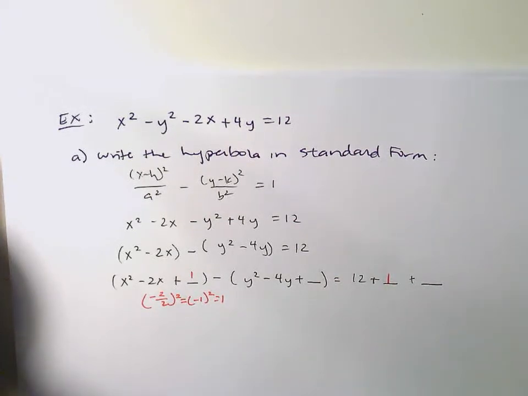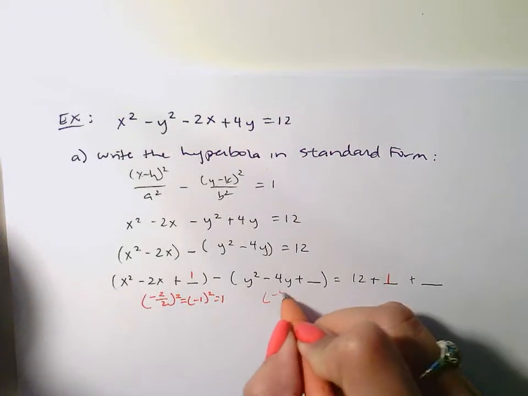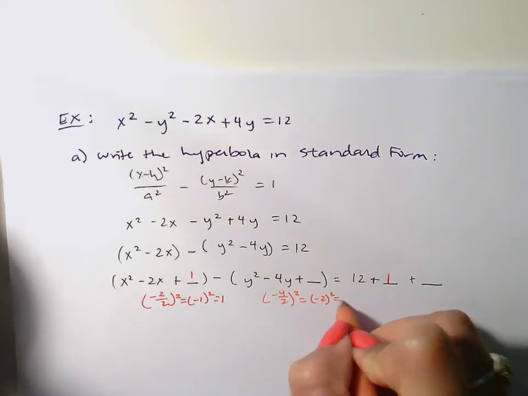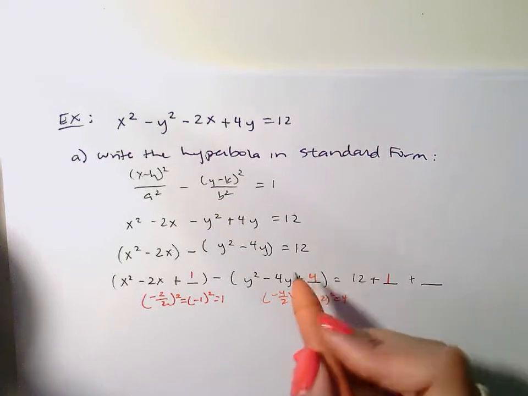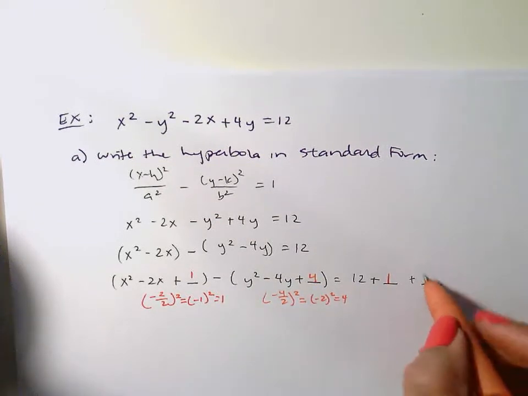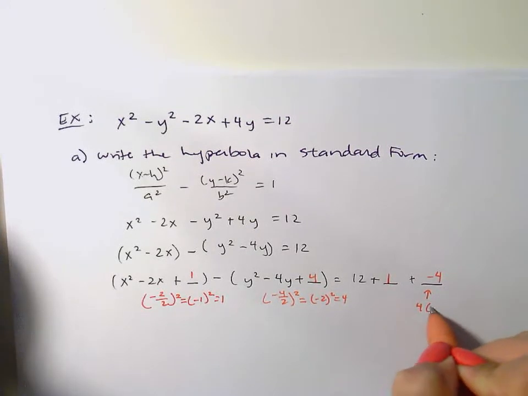And for the second one, we're going to take the negative 4. We're going to divide it by 2, so negative 4 divided by 2, and then square it. This gives me a negative 2 squared. That gives me a 4. You put a 4 here, but then you have a negative here. So 4 times negative 4, we need to balance it, and that gives me a negative 4. So on the right side, it was 4 times a negative 1.